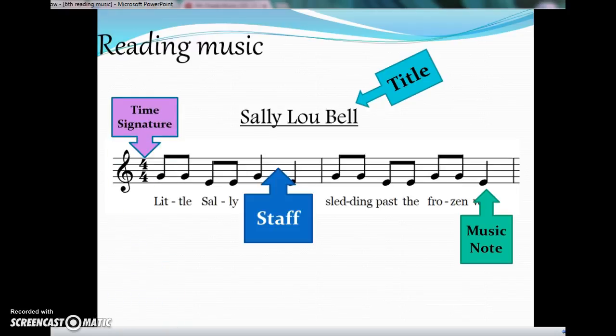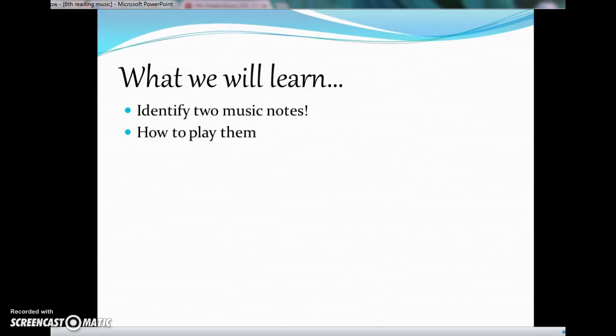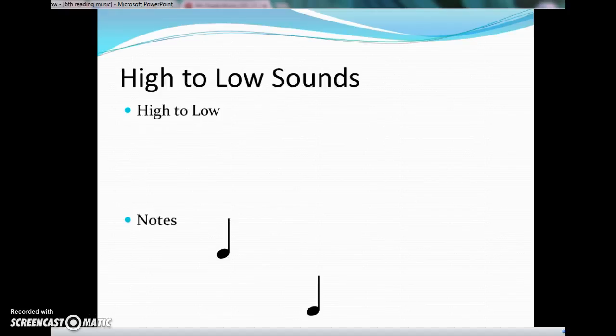We also have the time signature that tells us how many beats there are in a given measure. And a measure is just a group of beats. It tells us this is the group of beats. And last but not least, we have a bar line, which separates those measures. So these are all of the facts of reading music that we already know. So we're going to learn how to identify those 2 new music notes and how to play them.